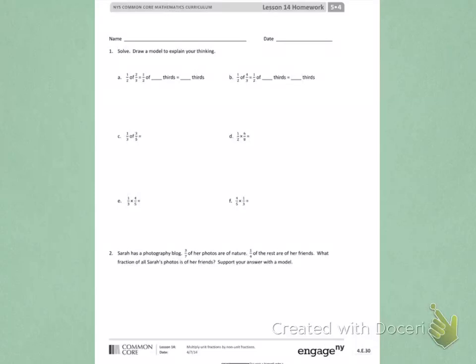Grade 5, Module 4, Lesson 14 homework. Problem number 1. Solve. Draw a model to explain your thinking.